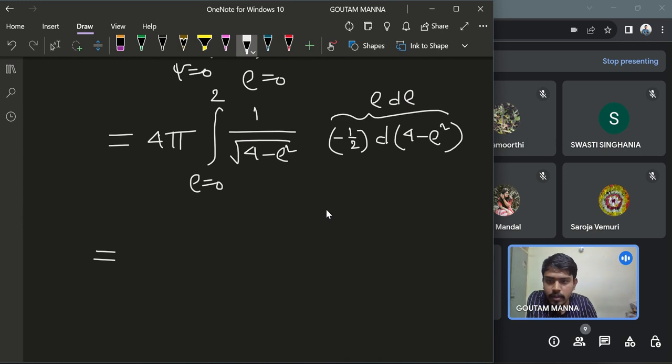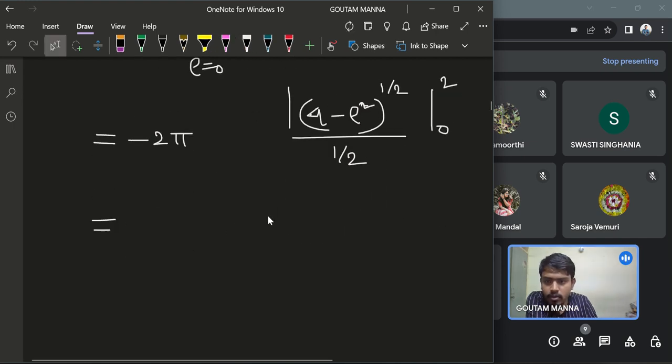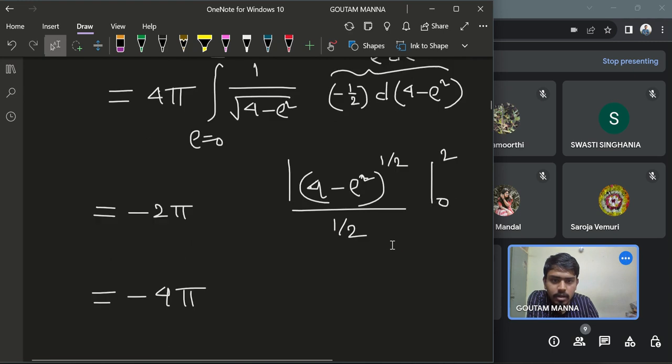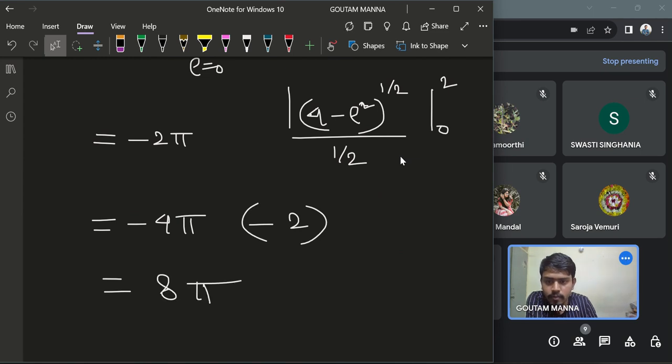So take the minus of outside, it will be minus 2 pi, and it will be (4 minus rho square) to the power half divided by half, and rho will be going from 0 to 2. So then it will be minus 4 pi again, the 2 will get multiplied by this 2, and if I put the upper limit, it will be 0 because 4 minus 2 square, and if I put the lower limit, minus sign, and this will be 4 to the power half, that is 2. So again it will be 8 pi.